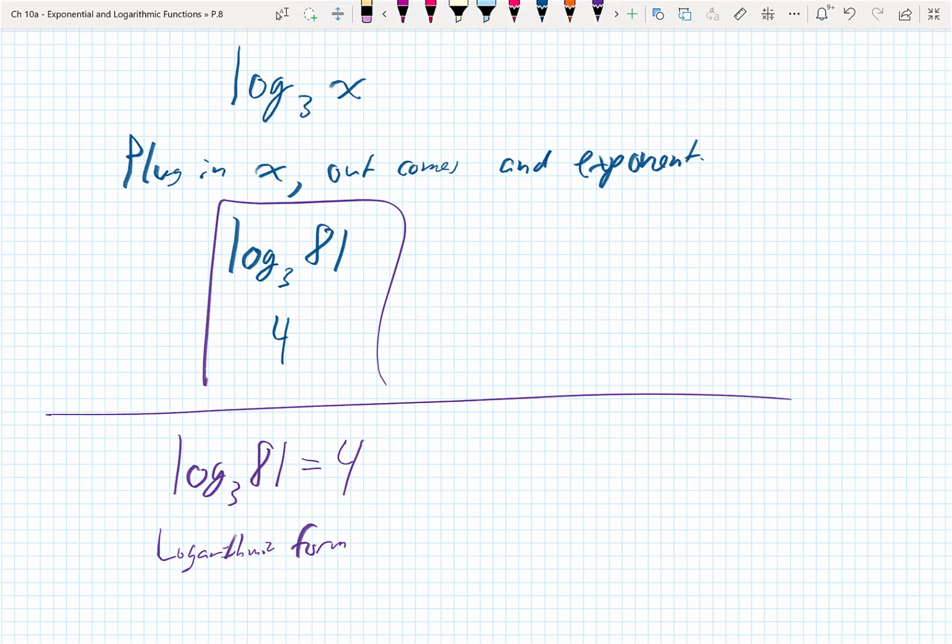3 raised to the 4th power is 81. This is shuffling the numbers in a different way, much like you might have done when you said 2 times 3 is 6, and 3 is equal to 6 over 2. Doesn't that really tell you the same relationship? This is the same idea. This form right here is called exponential form.